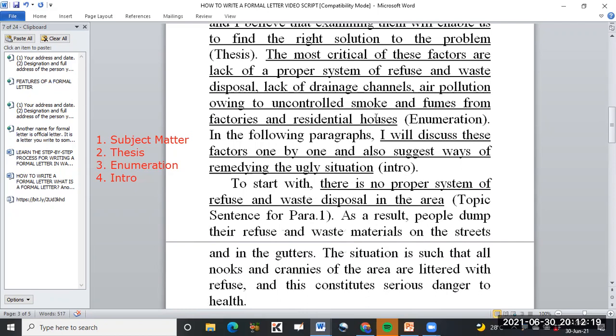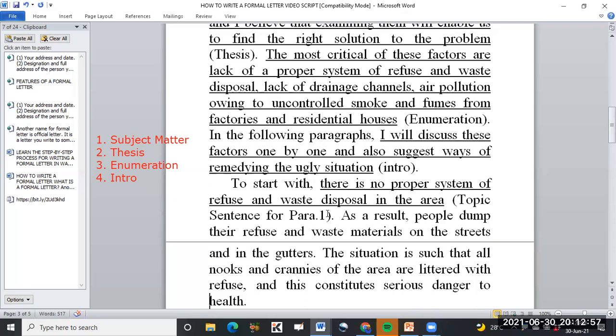When you look at our enumeration here, the first point is lack of proper system of refuse and waste disposal. So we discuss that in our second paragraph, and we can begin with a topic sentence. We can say first of all, or to start with, or first, all right? So here we choose to say, to start with, there is no proper system of refuse and waste disposal in the area.